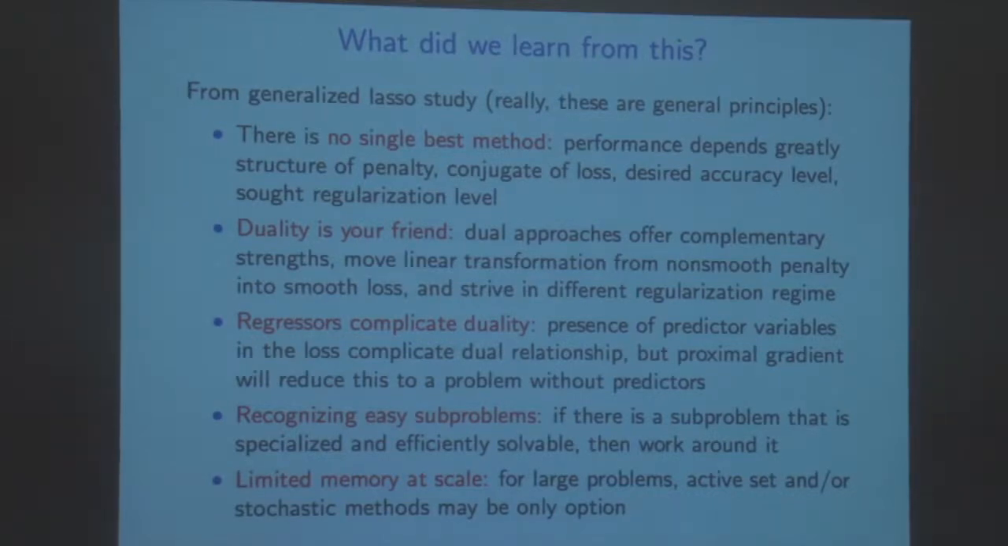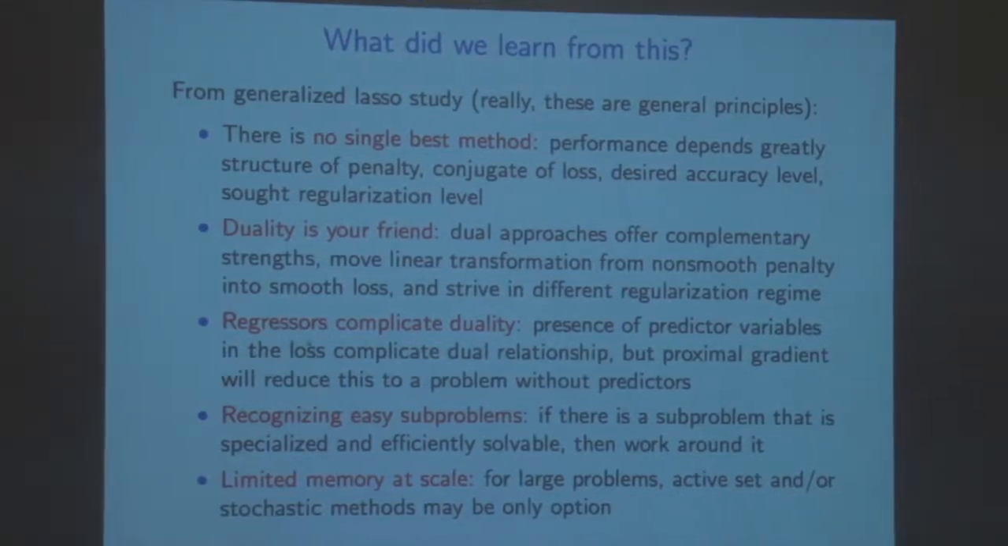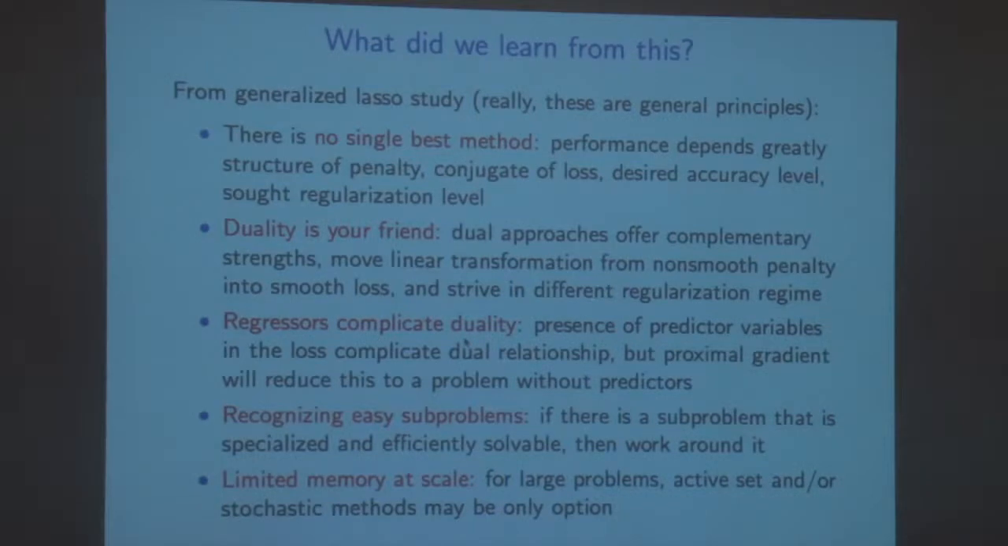Regressors complicate duality. This is, again, a persistent point. It's not to do just with the generalized Lasso. This is going to be kind of always true, for that same reason: regressors are a linear transformation in the smooth part of the loss, and the dual moves them to the non-smooth part of the loss. You have a loss plus regularizer. So that's going to complicate the nature of, or the role played by, the non-smooth part in the dual.